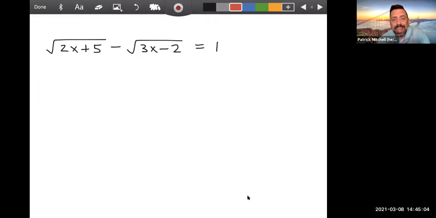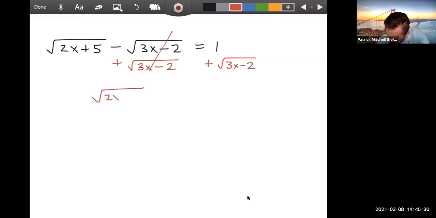Step one, isolate a radical. So notice I don't say isolate the radical because there could be more than one. So just isolate one of these radicals. I don't care which one. I think it's probably easiest to isolate the square root of 2x plus 5. All right, so that would give me the square root of 2x plus 5 equals 1 plus the square root of 3x minus 2.